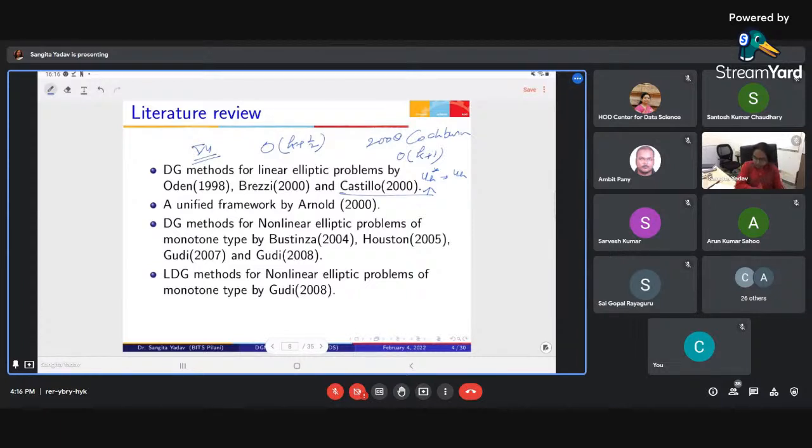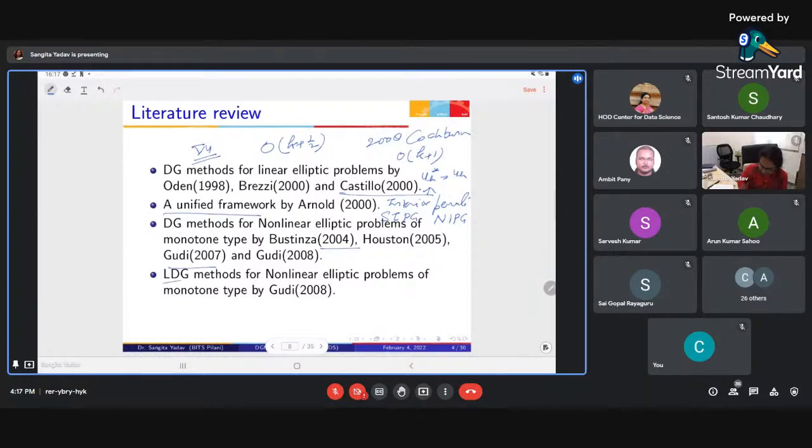In 2000, Arnold proposed a unified framework for the DG method, where he discussed the interior penalty method, which we call the symmetric interior penalty Galerkin method, and the non-symmetric interior penalty Galerkin method. Later on, in 2004, Bastinza proposed the DG method for nonlinear elliptic problems, and it was carried forward by Goody in 2007 and 8. Goody also proposed these LDG methods for nonlinear elliptic problems.